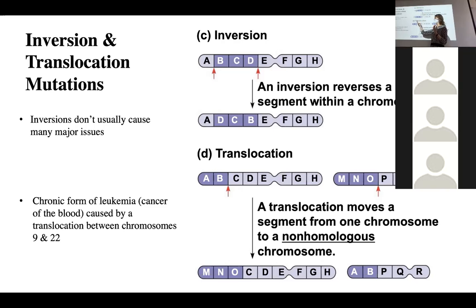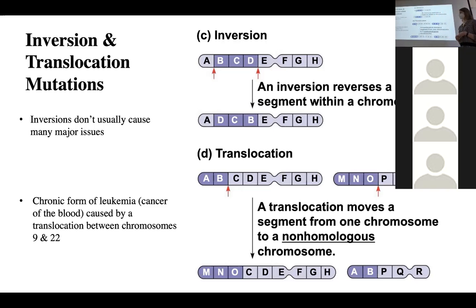And usually inversions don't cause many issues because you have all the genes there. They're still coding for the proteins. They're doing what they need to do. They're just in a different order. So sometimes they can cause issues, but no major issues typically are caused by inversions.